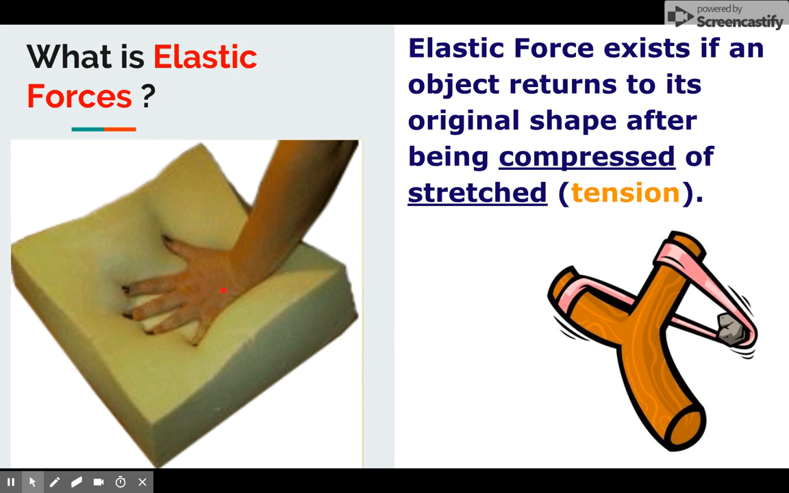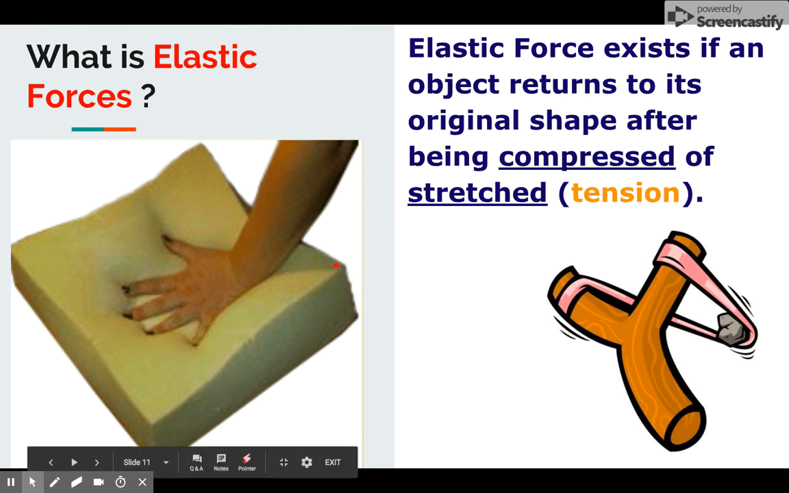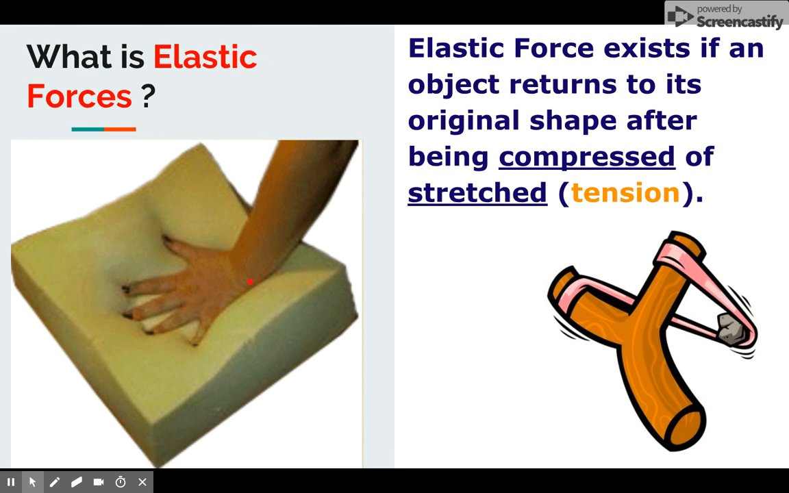And then finally, we have the elastic force. Elastic force is when an object returns to its original shape after being compressed. So in this case, the foam here, you can compress it down. Once you let go, it goes back to its original shape. And the same thing applies when you drop a tennis ball on the floor. It hits the floor, and then it compresses a little bit, and then it bounces back up with the floor pushing it up again, like Newton's third law of motion.